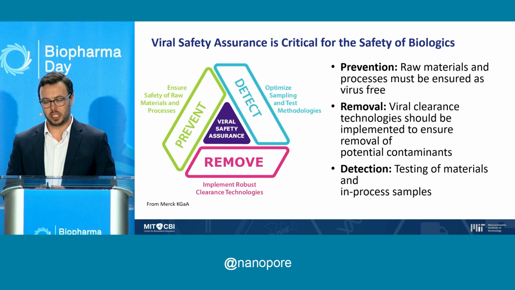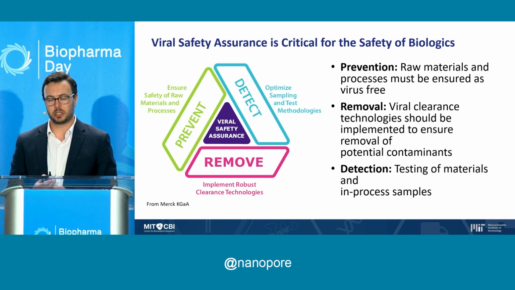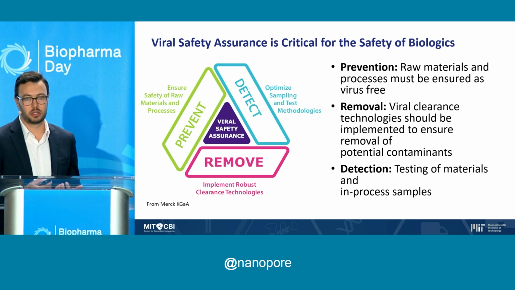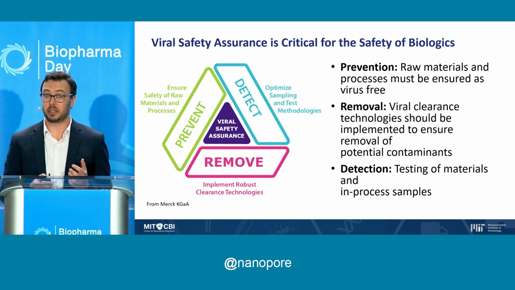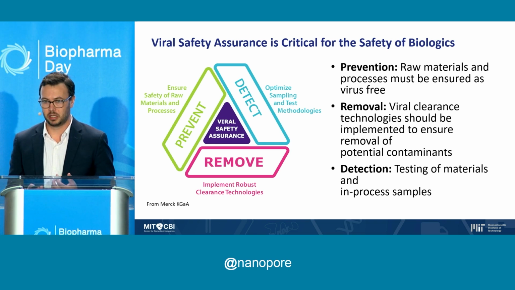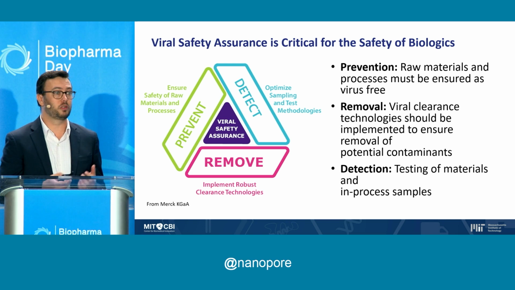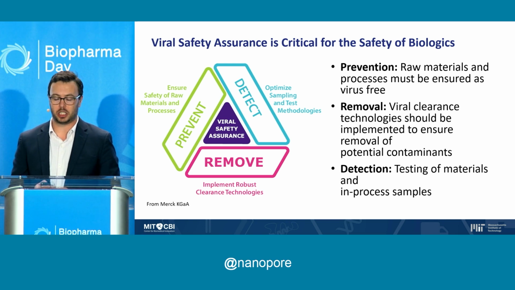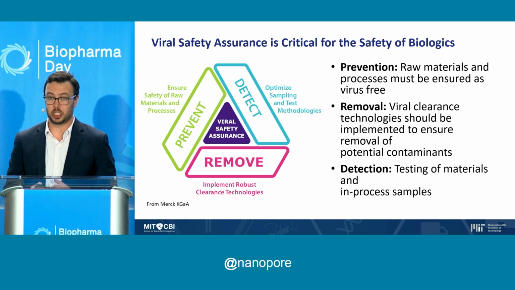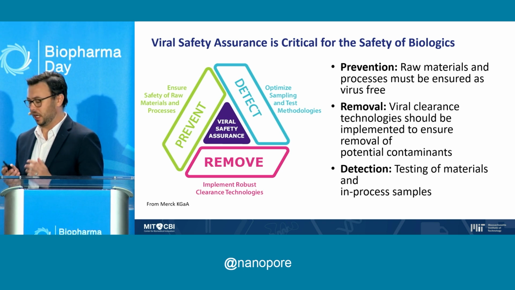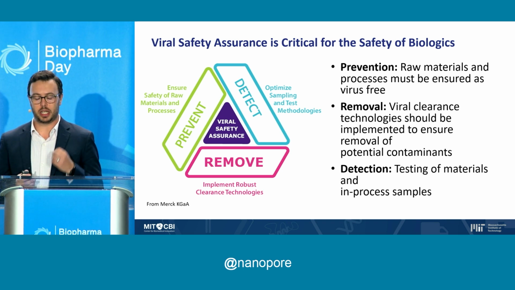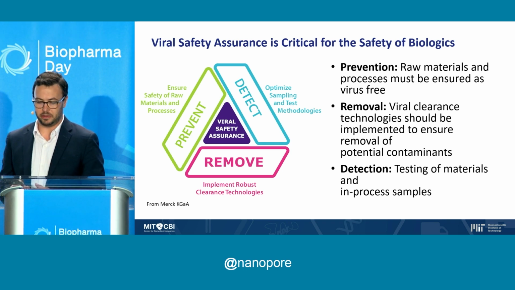Most companies do this by three main pillars. The first is prevention. So you can think of that as ensuring that your raw materials and your processes are free of virus. Think of serum-free media. The second is implementing removal strategies during your manufacturing process, so viral clearance strategies to remove any virus that may be there. But despite those first two pillars, you still need to have a detection part for viral safety that ensures that everything that you're making is free of virus.